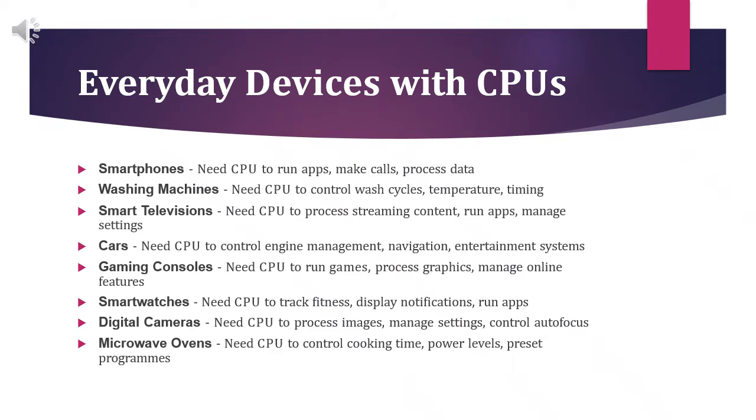Even cars have them now to manage everything from the engine and navigation to the entertainment system. On a smaller scale, smartwatches use CPUs to track your fitness and show notifications, and digital cameras use them to process images and control autofocus. Even simple kitchen appliances like a microwave oven have a small CPU to manage cooking times and power levels. In short, if a device has smart features or a digital display, it likely has a CPU inside.